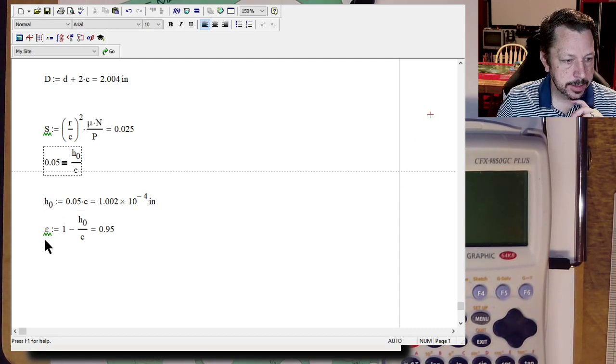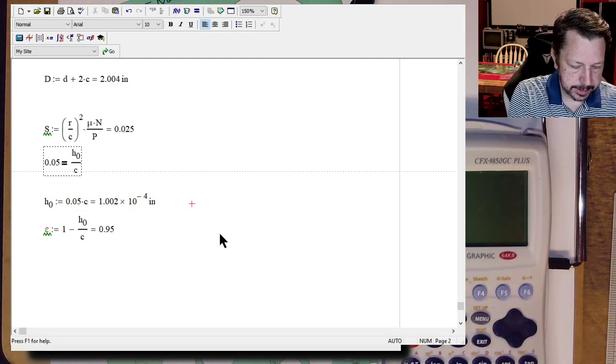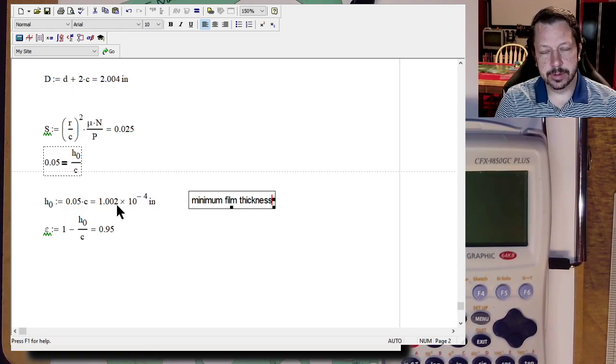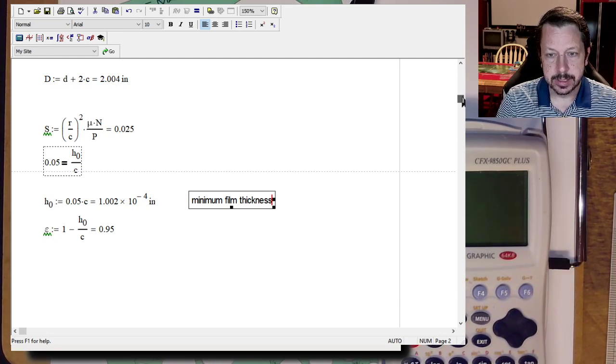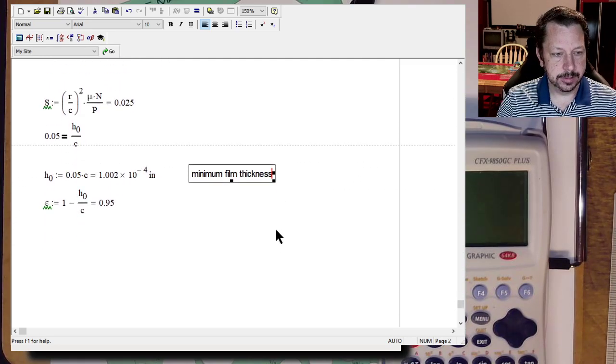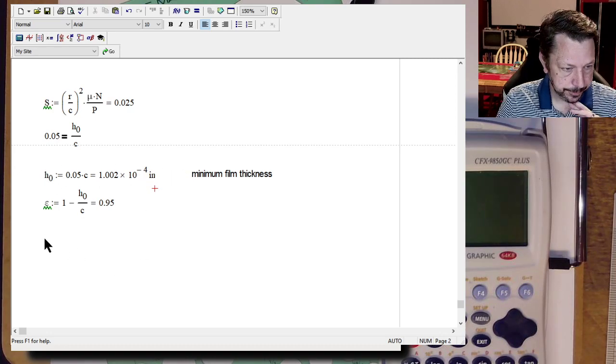All right, so this one, H naught, that is the minimum film thickness. That will give you the amount of clearance, basically the smallest amount of clearance when this thing is running. Remember, we set up some speeds, 500 RPM. It's got to support 200 pounds. So we set up our dimensions. So under those scenario parameters, this would be your minimum film thickness.